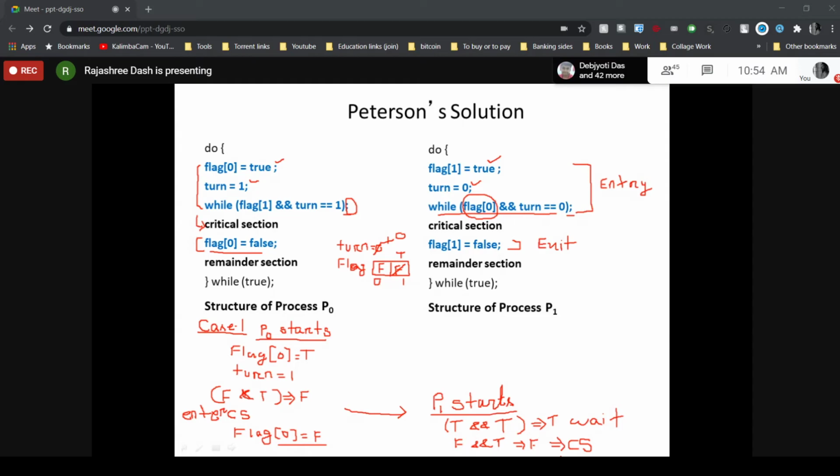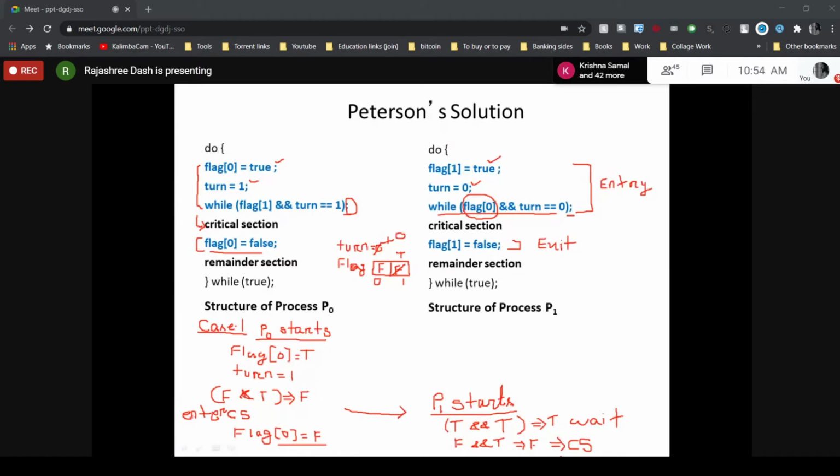Process P1 by that time was waiting. It was not able to enter the critical section. Repeatedly, it was checking the condition in the while statement and doing nothing. Now, once P0 makes the flag 0 false, P1, which was repeatedly checking that while condition, finds the flag 0 is now set to false. So one condition false means the overall condition is false. So now it will come out of that while loop, and P1 enters the critical section.